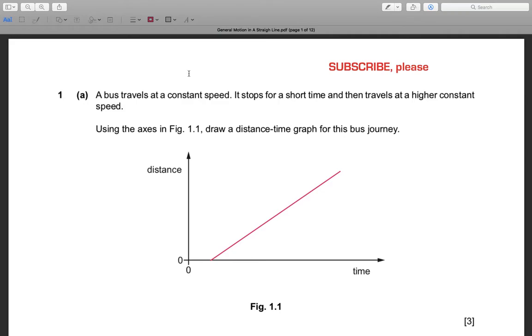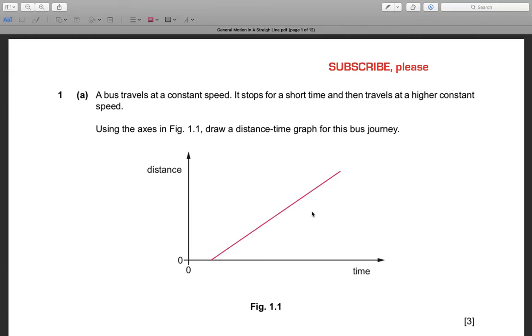Number one. A bus travels at constant speed. It stops for a short time and travels at a higher constant speed. Using the axes in Figure 1.1, draw a distance-time graph for the bus journey.